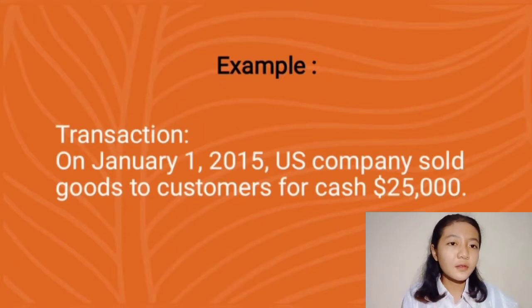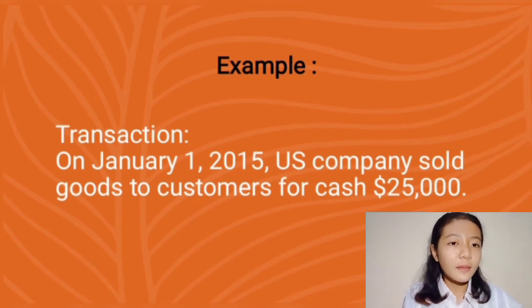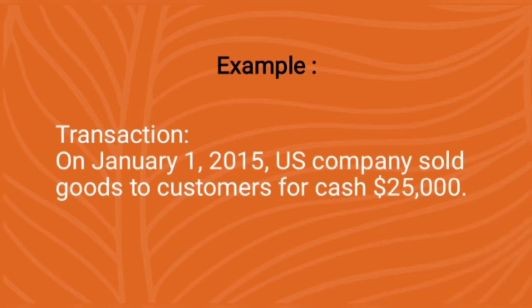Example transaction: posting from the general journal to the general ledger. On January 1, 2015, a U.S. company sold goods to a customer for cash, $25,000. The journal entry of the above transaction and its posting to ledger accounts is illustrated below.